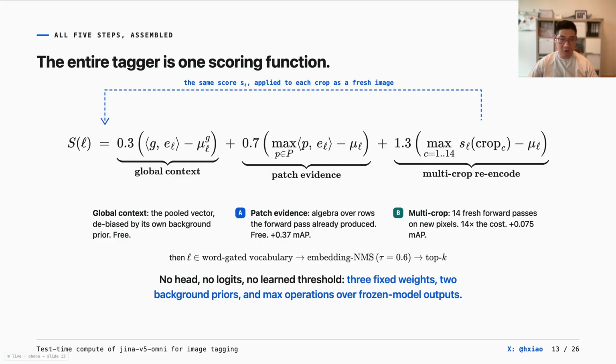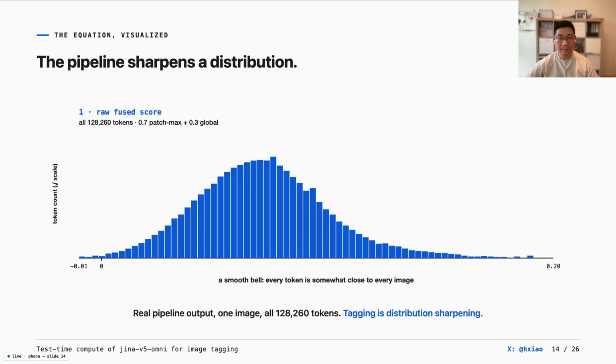This is the score function for each label in our image tagging pipeline. So we have three terms here. The first is the global vector against the label minus its prior. And the second one is the patch evidence, max over patches minus its prior. That is basically the deeper path, the family A of test time scaling. And notice it's recursive, so it calls the same score function on each crop. That is type B test time scaling, right? More passes. But overall, we don't train anything. There's no head, no logits, no learned threshold.